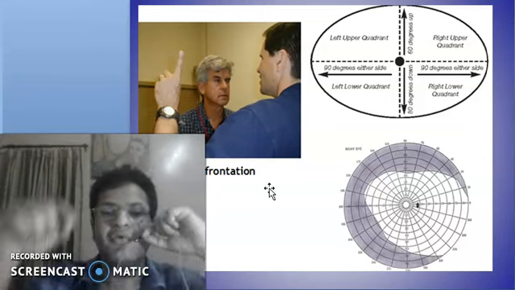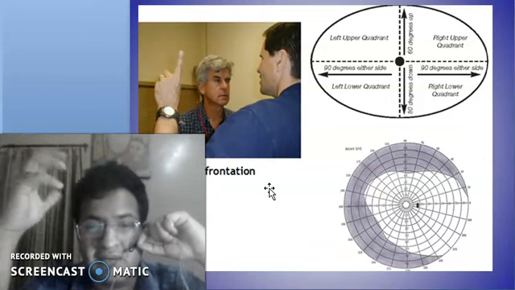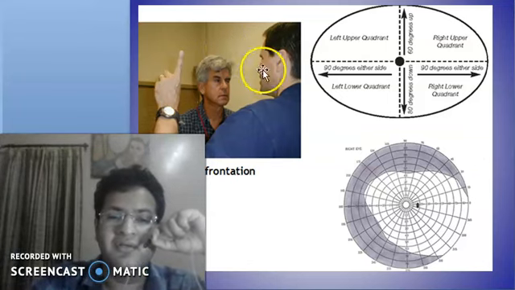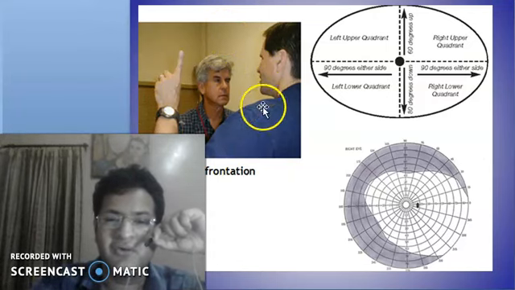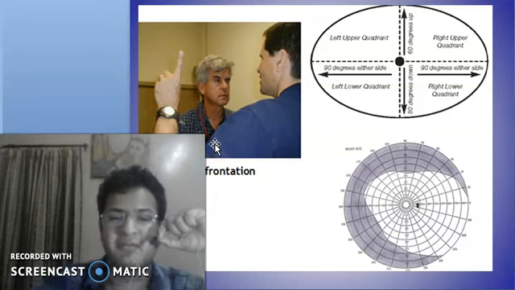See, in glaucoma we see the visual fields. We do the perimetry, the static perimetry. This you see on the upper left hand side of your screen. This is the examiner doing the confrontation field test of the patient.